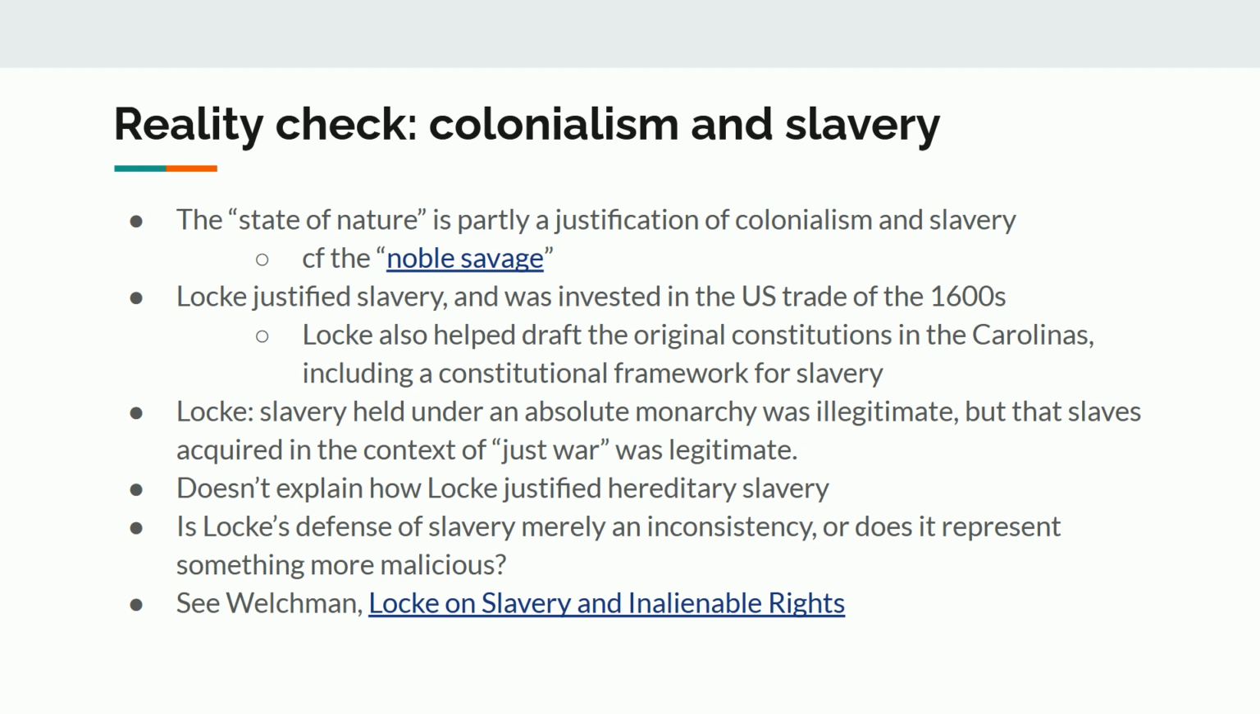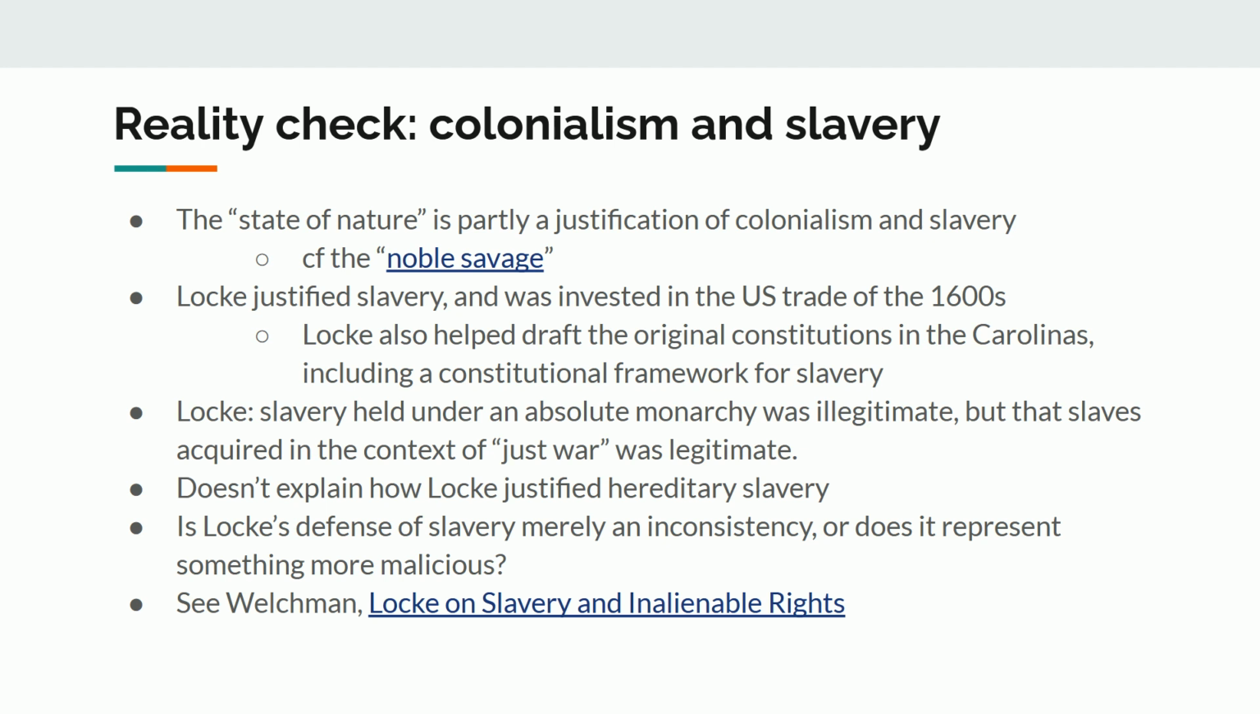In fact, Locke was so deeply engaged with the political environment in the U.S. that he also contributed to the original colony constitutions in the Carolinas. And in these constitutions, there were provisions explicitly for slavery. Locke was in charge of writing up the passages in the Carolina Constitution that legalized slavery and explained how slavery works. And this was a hereditary slavery, so the children of slaves are also slaves. You own those people too as property.